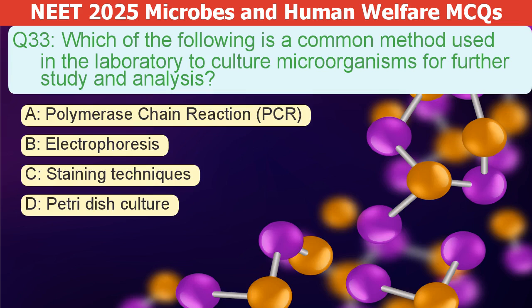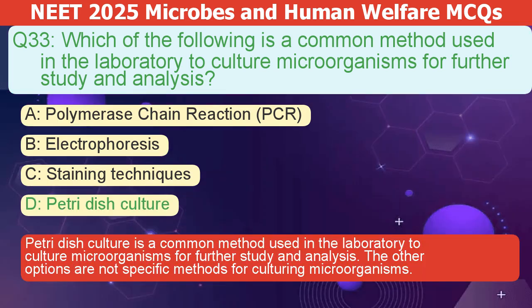Which of the following is a common lab method for culturing microorganisms? A. Polymerase chain reaction, or PCR. B. Electrophoresis. C. Staining techniques. D. Petri dish culture. The correct answer is D. Petri dish culture is a common lab method for growing microorganisms for study and analysis. The other options aren't specific methods for growing microorganisms.